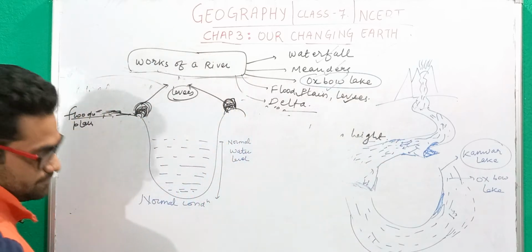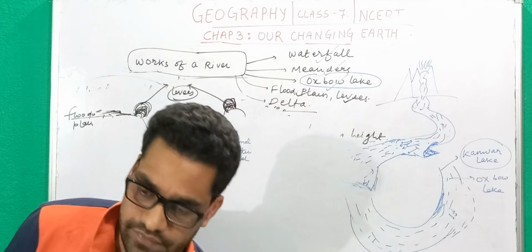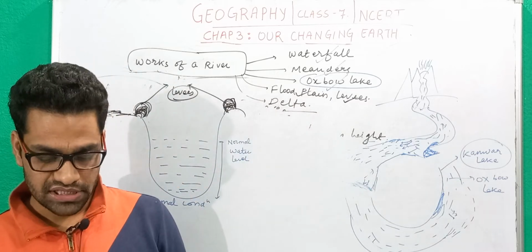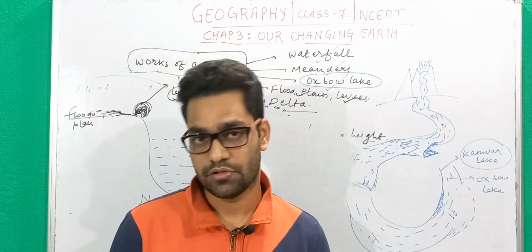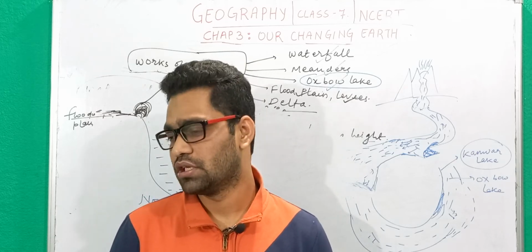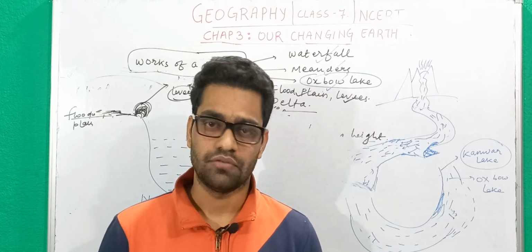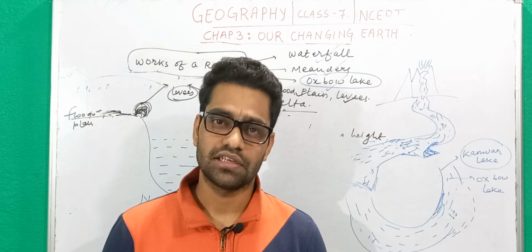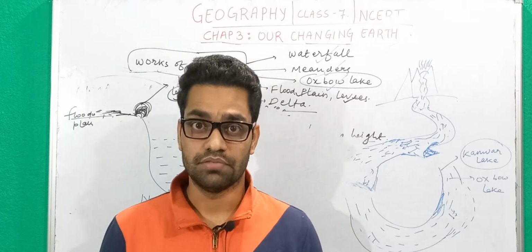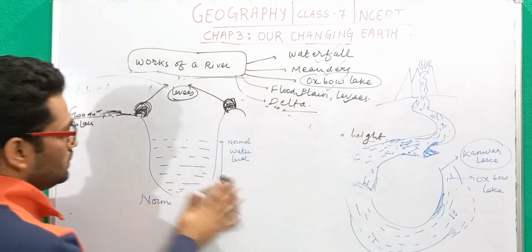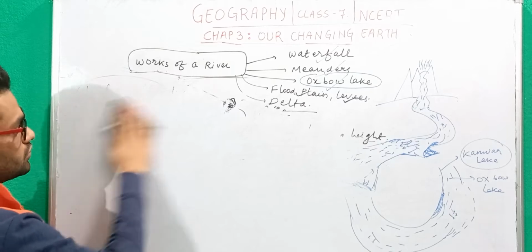Now what is a delta? When we talk about it, delta formation takes place only in rivers whose water carries a large amount of debris. For example, you will not find delta formation in the rivers Narmada and Tapi. Why? Because rivers like Narmada and Tapi do not have much debris. So let's understand what this delta formation is.